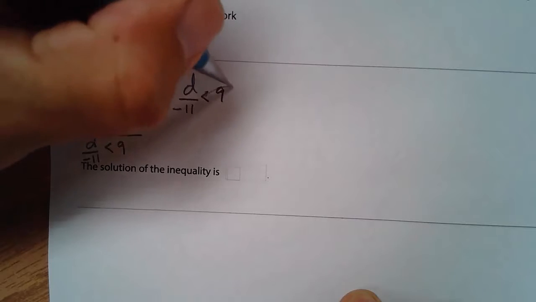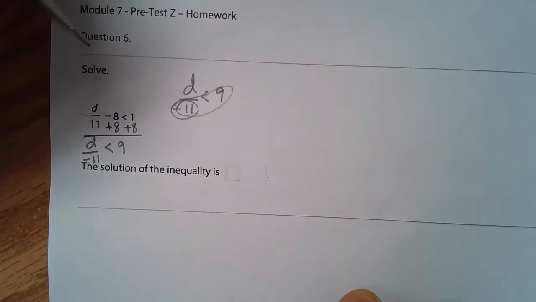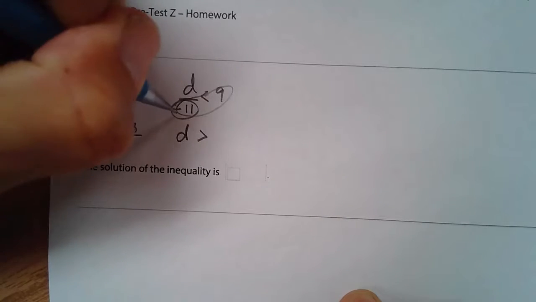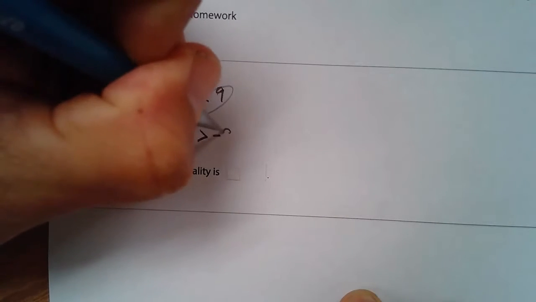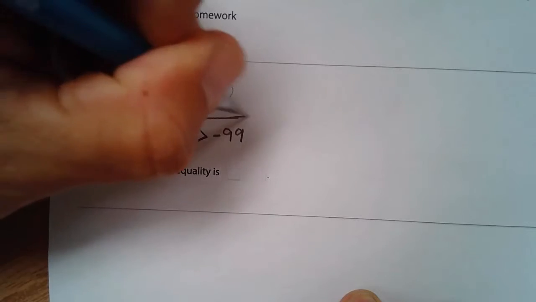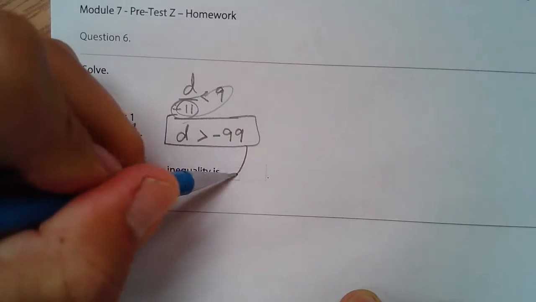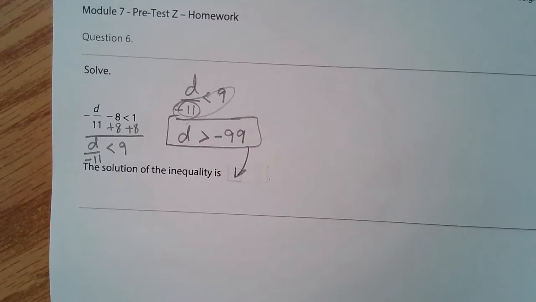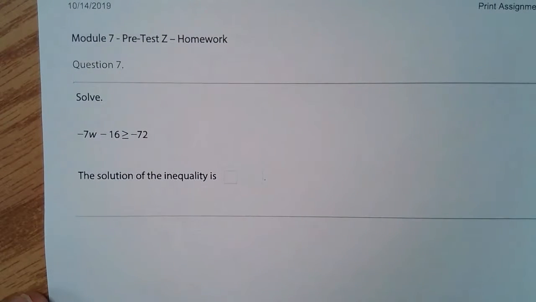And finally, I just have to multiply these two. And keep in mind, I'm multiplying by a negative. So I have to switch the direction of the inequality. And negative 11 times 9 is negative 99. That is the solution. That's what you would put in your box right there. And let's see, there's 5. Okay, so that's question 6 and question 7 right here.